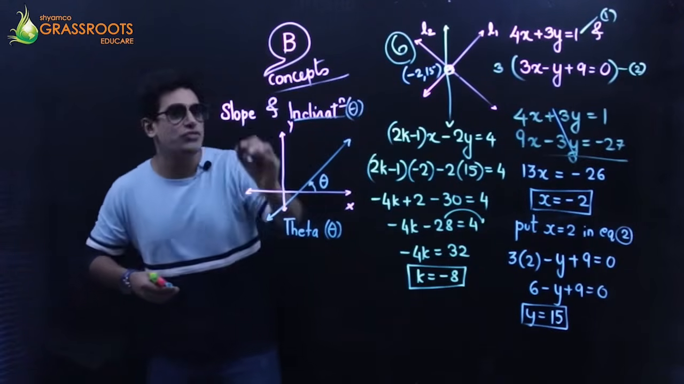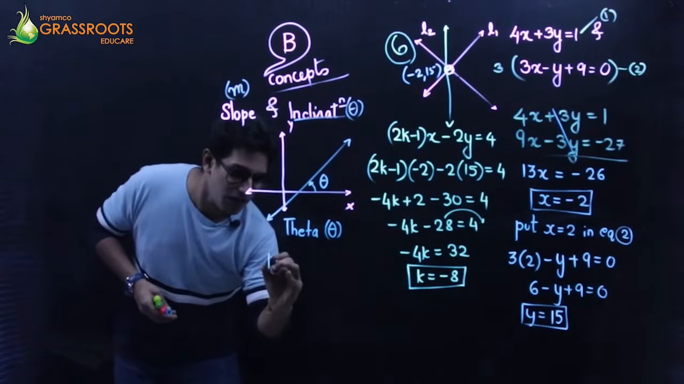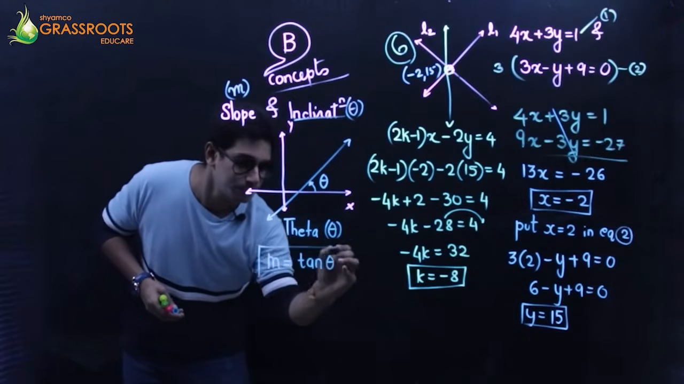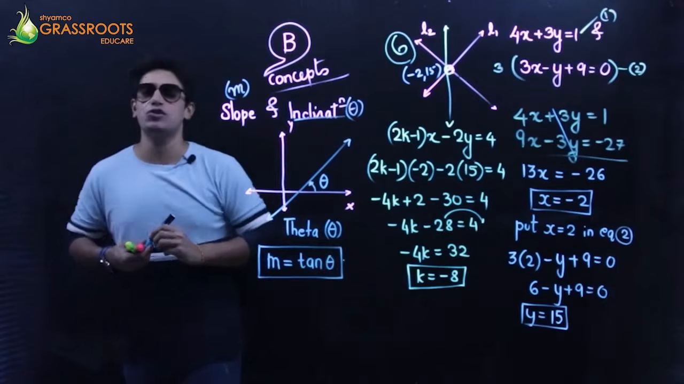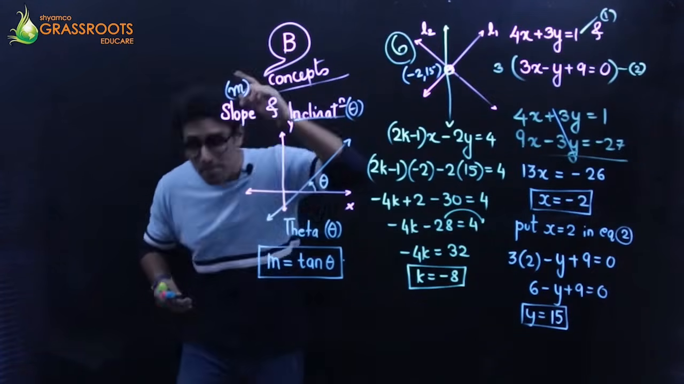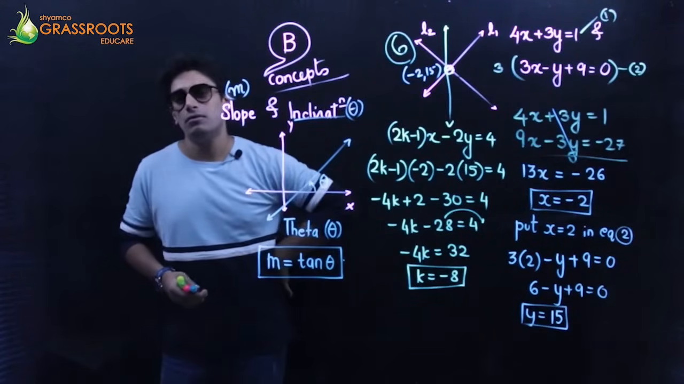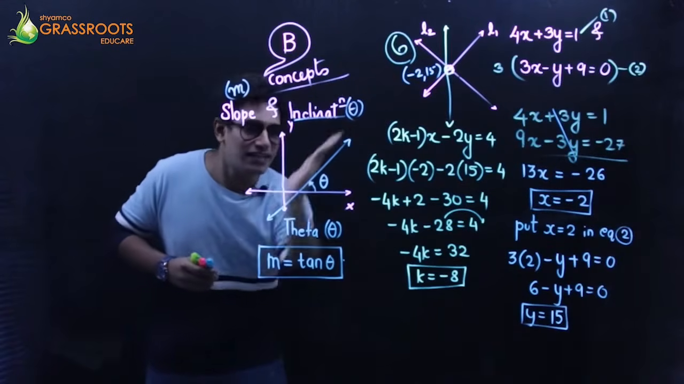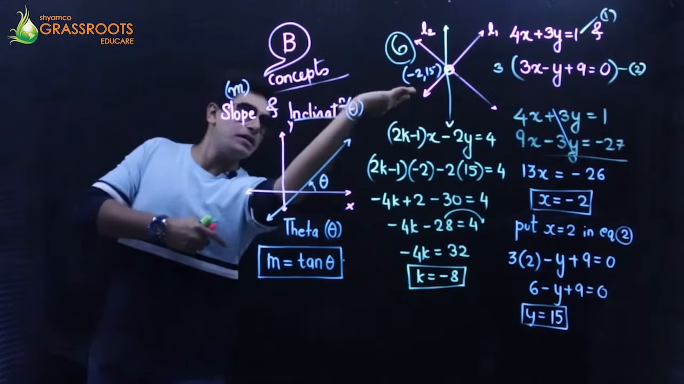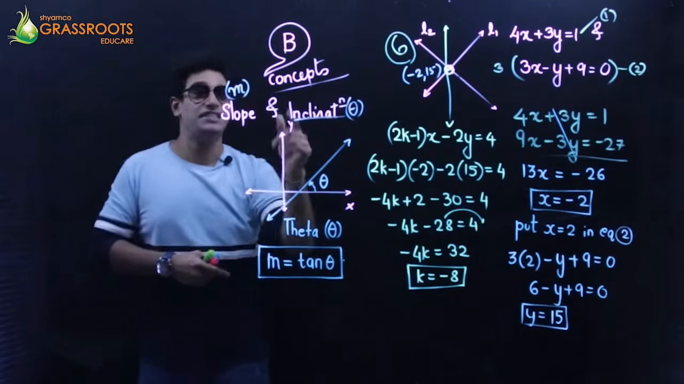And the slope is represented by the symbol m, and the formula of slope when angle is given is tan theta. So the first formula of slope is tan theta, where theta is the angle or the inclination made with respect to the x-axis. Whenever I draw a line like this, keep your hand on the line. Always the right side will be the angle theta, never the left side.